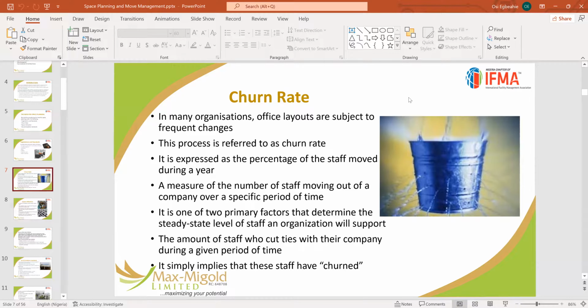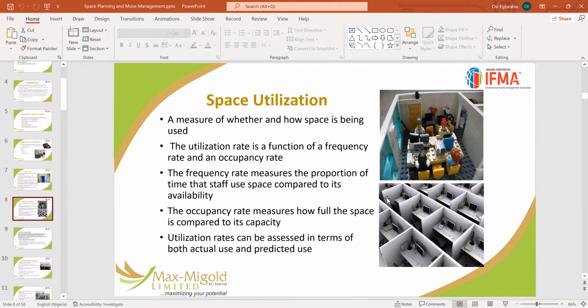A measure of the number of staff that moves out is very important for you to have that detail. It is one of two primary factors that determines the steady state level of staff in organizations. The organization will be able to support the amount of staff who cut ties with the company during a period of time. It simply implies that the staff have just churned when they leave the company, and probably they move somewhere else or move to another company, or probably just retrench themselves as is required.